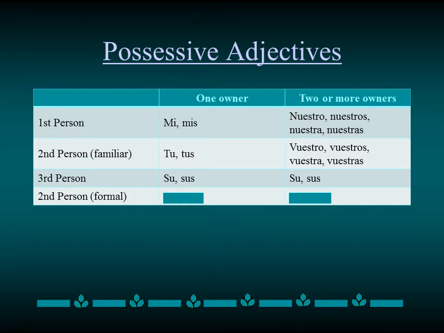Okay, the third person, so their, that's su or sus. It's the same as his and her. So his eyes are their eyes, sus ojos, their backpack, su mochila.